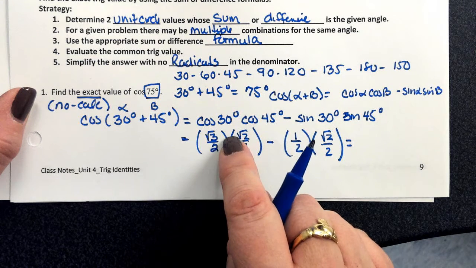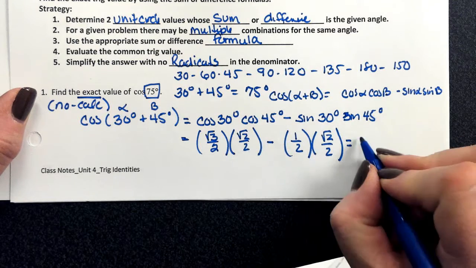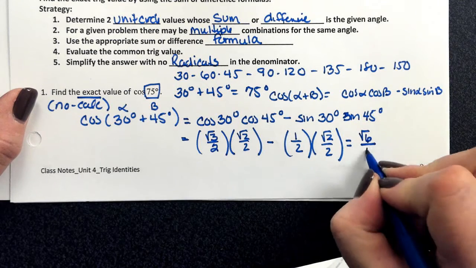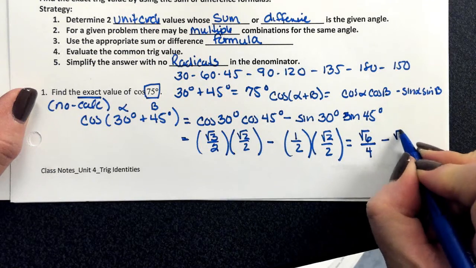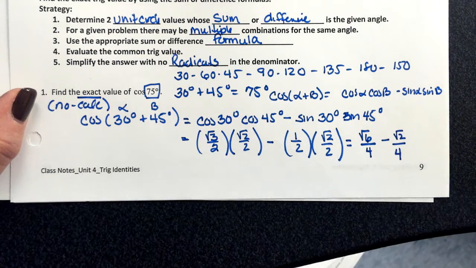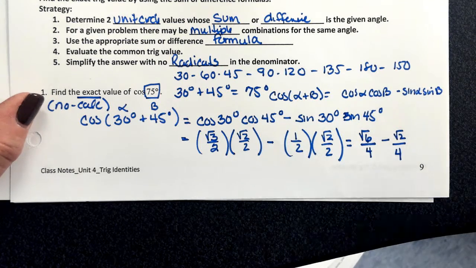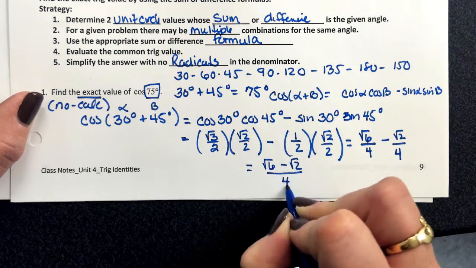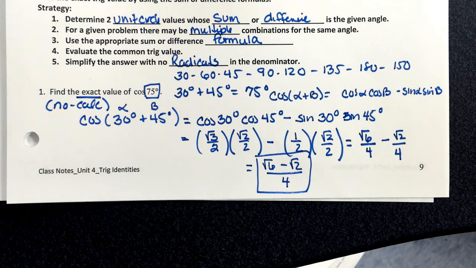So remember how you multiply fractions together. You multiply numerators and denominators together. What is square root 3 times square root 2? Square root of 6. Over the denominator, 2 times 2 is 4. Minus 1 times square root 2 is square root 2 all over 4. Luckily, you already have a common denominator, so I can condense this into the square root of 6 minus square root of 2 all over 4. And I can't simplify my radicals. Make sure you check to see if you can simplify radicals, or if you need to rationalize those denominators.